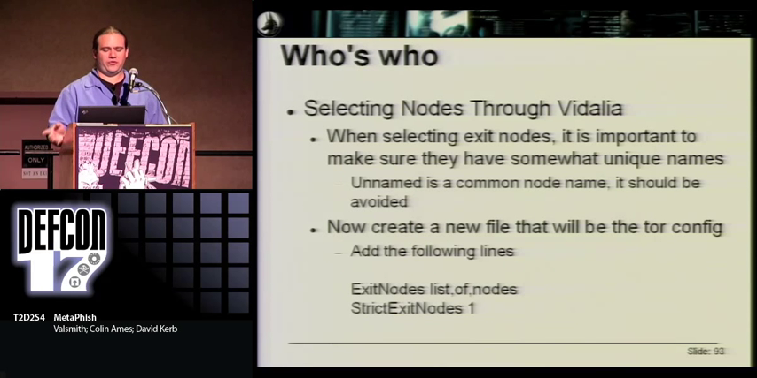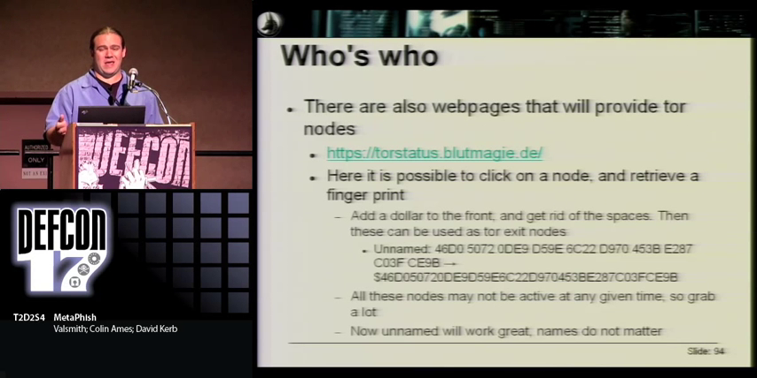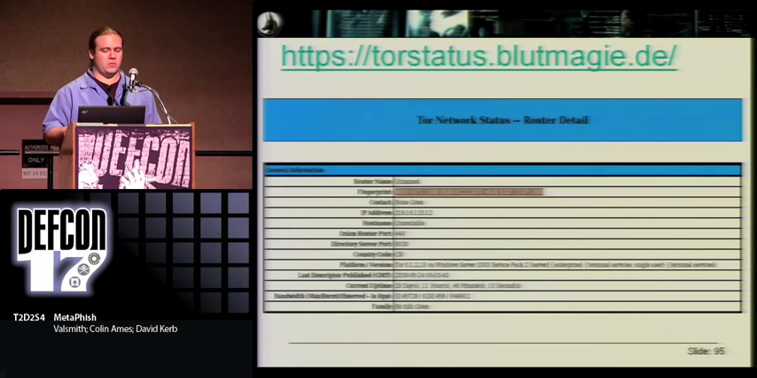So you choose your exit node, put it in your torrc file, and make sure that you're strictly exiting out of that node with StrictExitNodes equals 1. If you want more than one node, put a comma-separated list of the exit nodes you want to pop out of. If you want some of those unnamed or not uniquely named exit nodes, you can do this through a couple of websites that track it. They'll give you a unique key that you can put into the torrc file, and then you can pop out right at that node. And here's an example from one of the Tor sites.